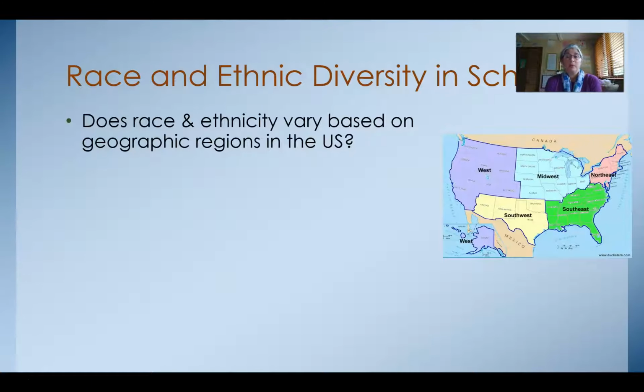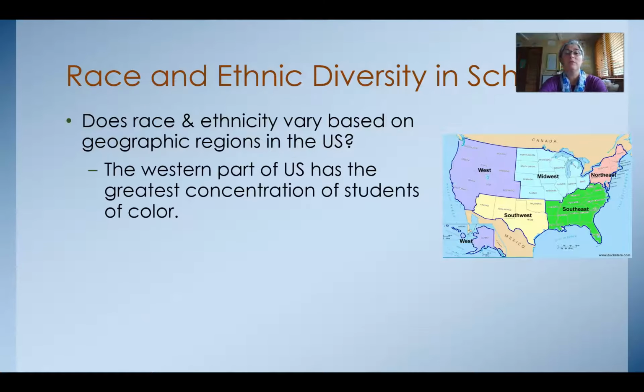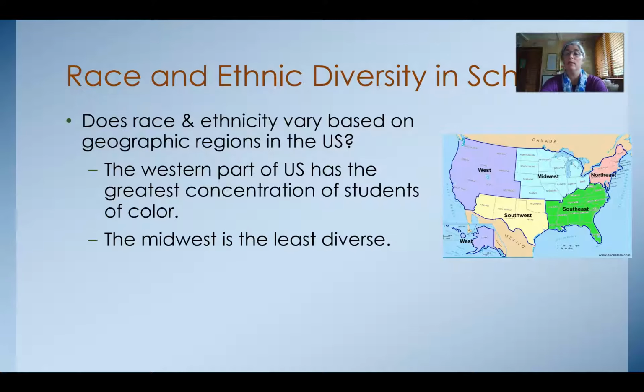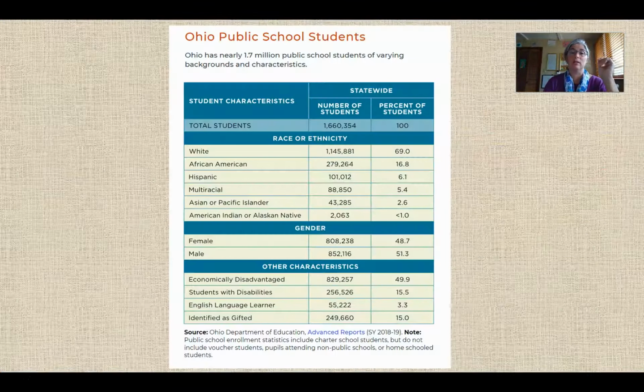I thought it would also be important to point out that race and ethnicity varies across the U.S. depending on where you live. So if you are in the western part of the U.S., that is where you have the greatest concentration of students of color, especially Latino and Hispanic students. The Midwest is the least diverse. I do want to point out Ohio is considered in the Midwest, but Ohio is kind of a different state. It's somewhat rural, somewhat urban. There's actually a hub of immigration in Columbus.